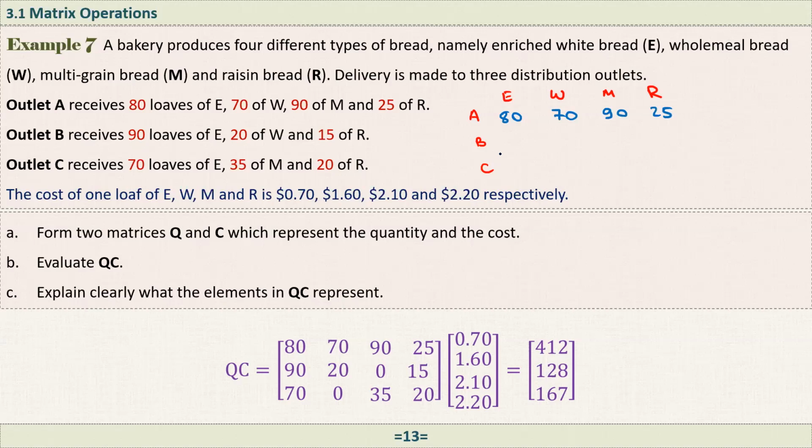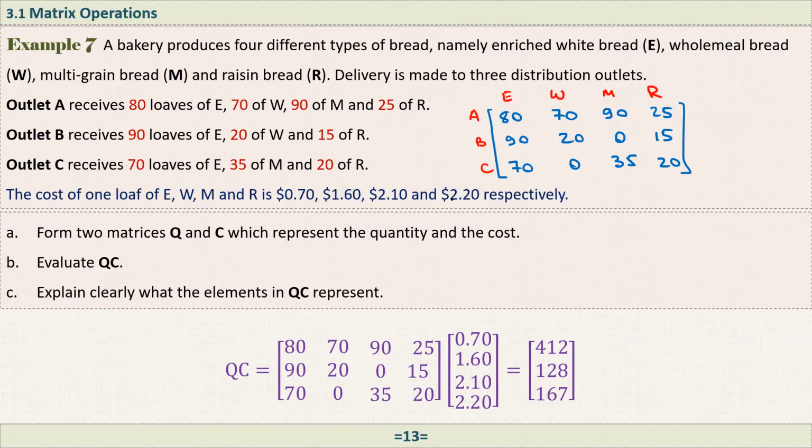How about outlet B? It receives 90 loads of E, that is 90, 20 of W, that is 20, so it doesn't receive any of M, so that's 0, and 15 of R. Outlet C receives 70 loads of E, that is 70, 35 of M, so W is 0, this one is 35, and 20 of R. And that is our first matrix. If I put here the rectangular brackets, it's just a matrix.